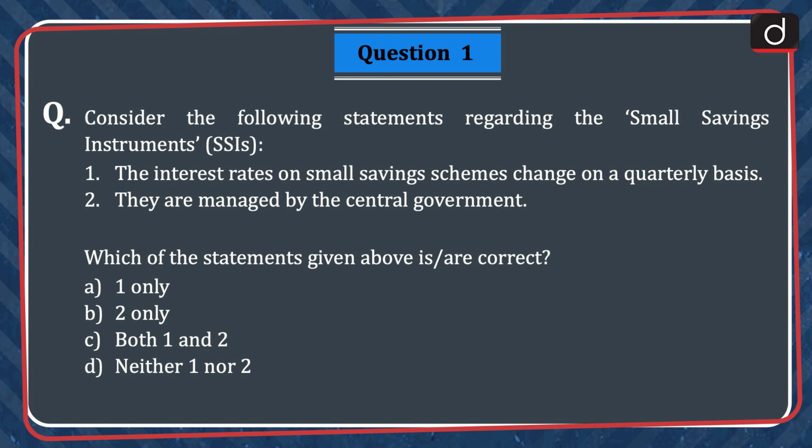Let's start today's session. First question is, consider the following statements regarding the small savings instruments. 1. The interest rates on small savings schemes change on a quarterly basis. 2. They are managed by the central government. Which of the statements given above is or are correct? 1 only, 2 only, both 1 and 2, or neither 1 nor 2? The correct answer is option C, both 1 and 2.